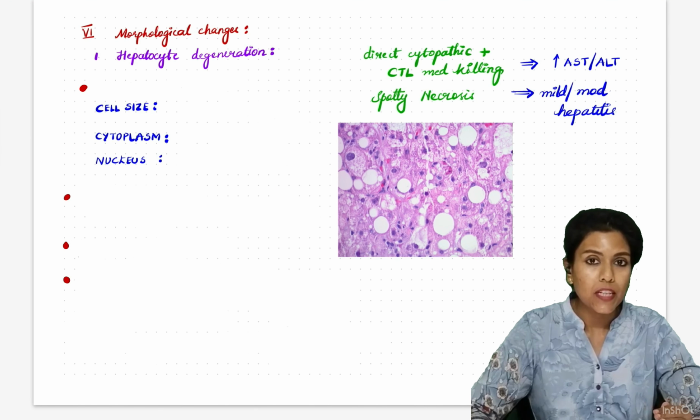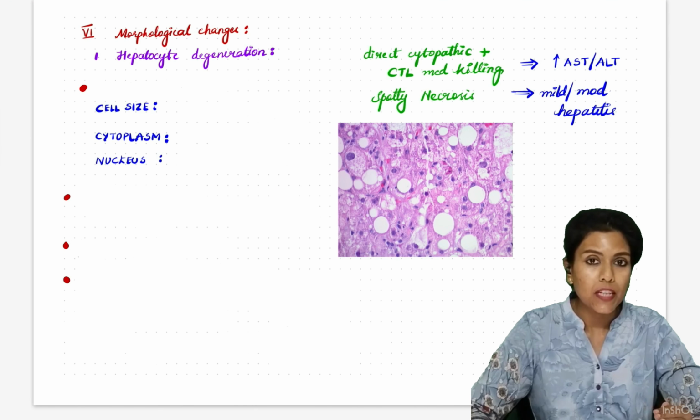We also call them Councilman bodies or apoptotic bodies or acidophilic bodies. The cell appears shrunken, the cytoplasm is condensed, the nucleus is pycnotic, and it is due to cytotoxic T lymphocyte mediated apoptosis. Also, these apoptotic bodies have a scattered spread. They are not in lines or in groups. They are scattered throughout the liver parenchyma. That is called spotty distribution, scattered like spots throughout the lobules.